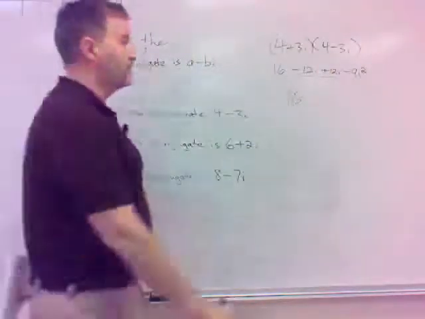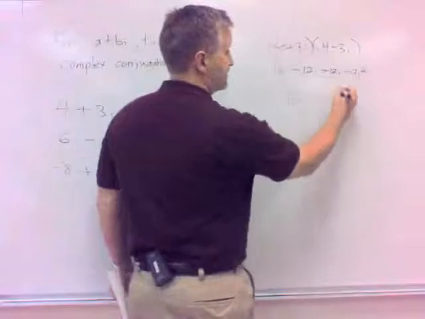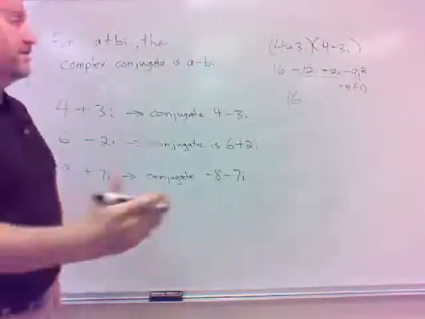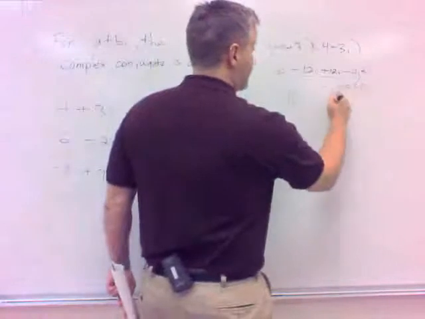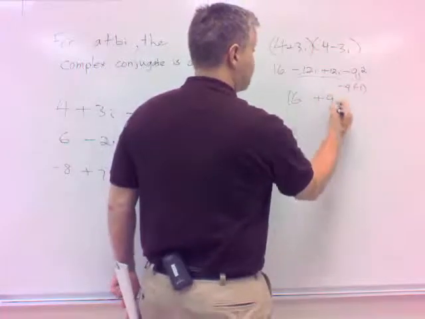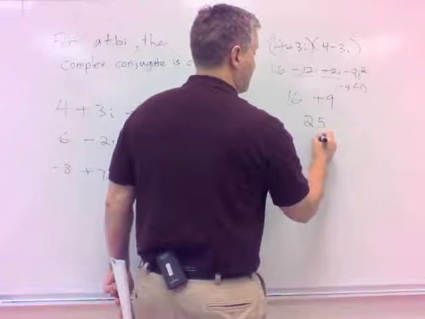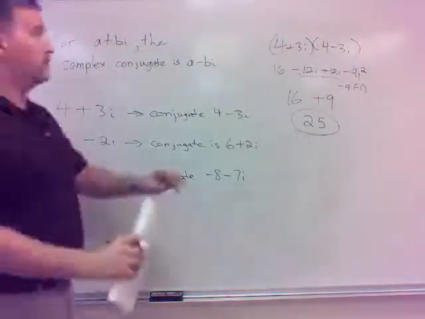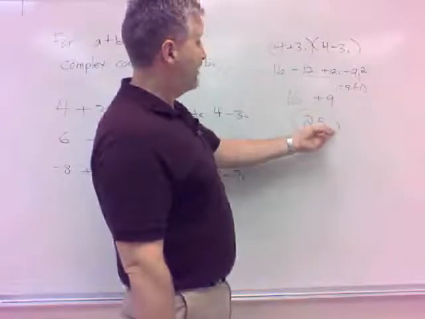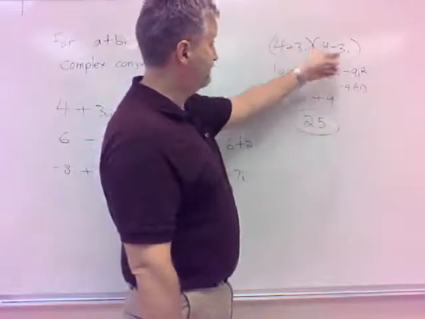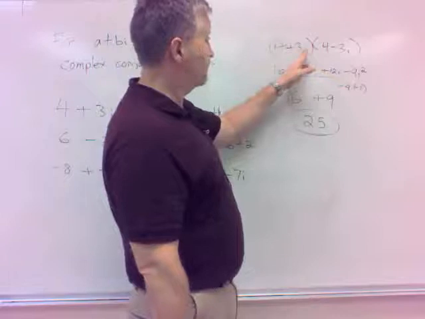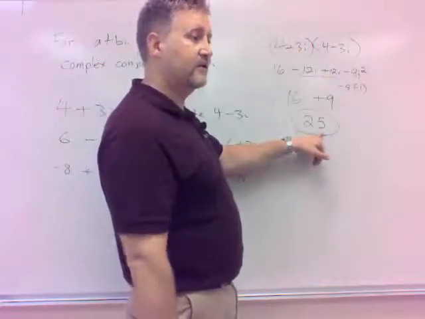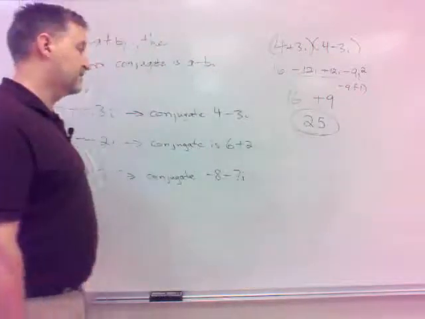Now I've got the i squared there on the end, so that's minus 9 times a minus 1, isn't it? i squared is always negative 1. So I have a negative 9 times a negative 1, that's positive 9. So I have 16 plus 9, I have 25. Now what was so special about that? Well, the middle terms dropped out. And even though I started with something that had i in it, does this have i in it? Technically, no. It's just a real number.